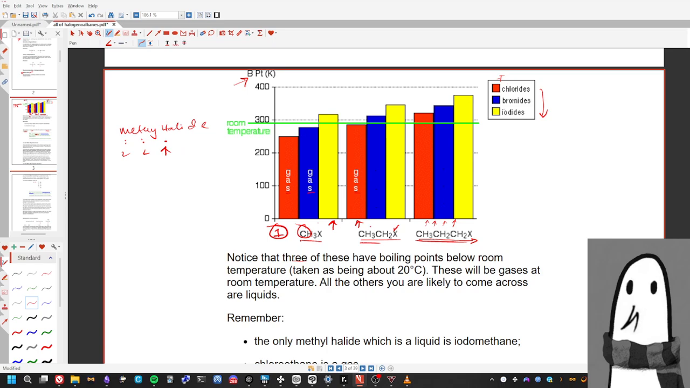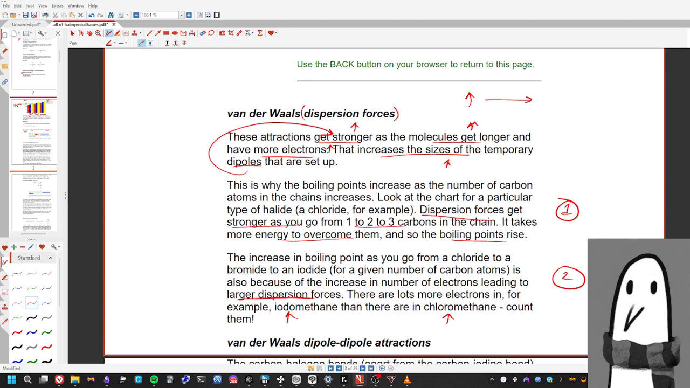As you go down the group, the boiling point only increases because iodine gets larger. There are more electrons, right? So yeah.